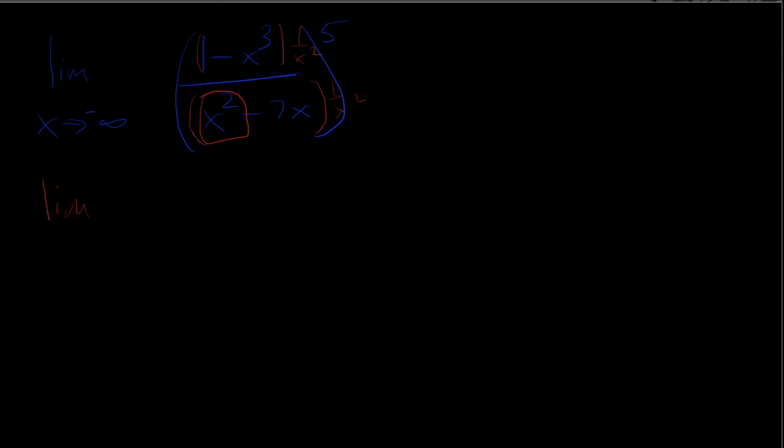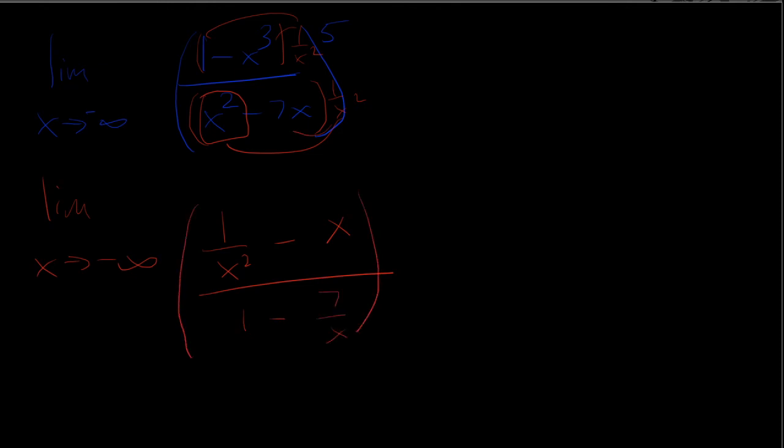So I have the limit as x approaches negative infinity. Now the 1 over x squared multiplies the 1 to give us 1 over x squared, and the x cubed over x squared will just be x, and x squared times 1 over x squared is 1. 7x over x squared is just 7 over x, all raised to the 5th power. 1 over x squared is going to go to 0. 7 over x will also go to 0.